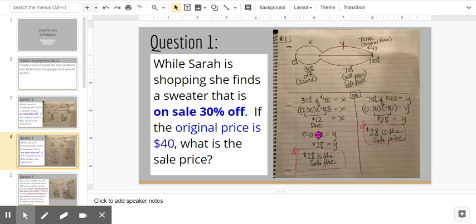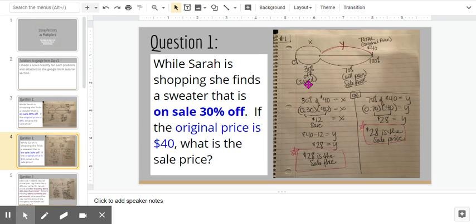So $12 is saved. Now 12 isn't the final answer. The question is asking what is the sale price? So the final answer is the sale price, not what you save. So I have another step. I'm going to take $40 and subtract 12 to get what Y is.